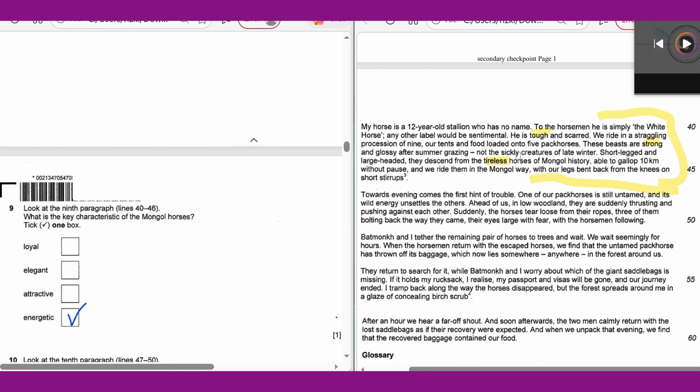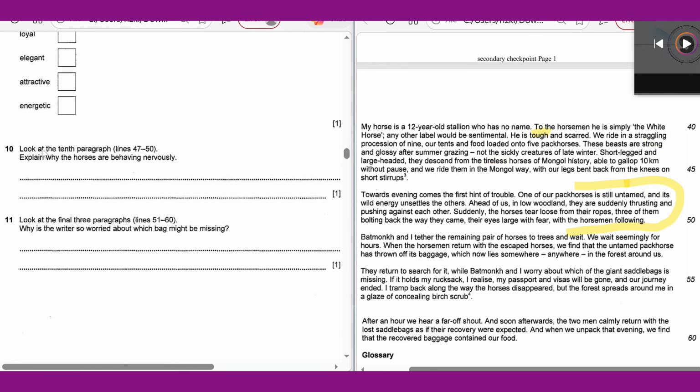Alright, next. Okay, guys, number 10, look at the 10th paragraph, lines 47 till 50 here. Explain why the horses are behaving nervously. So, time.